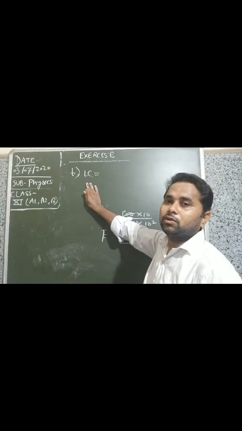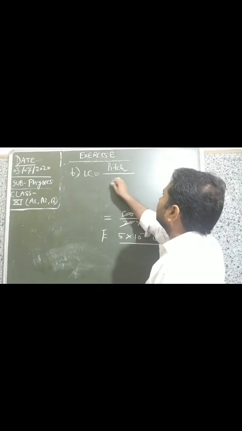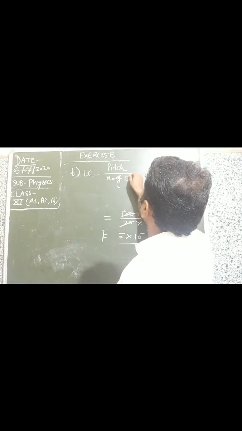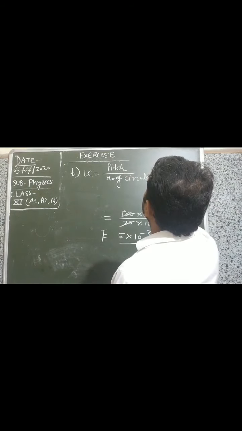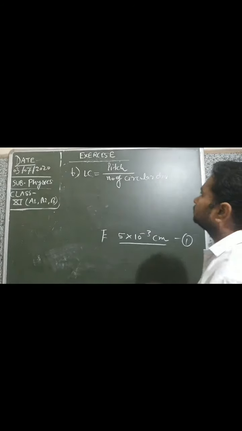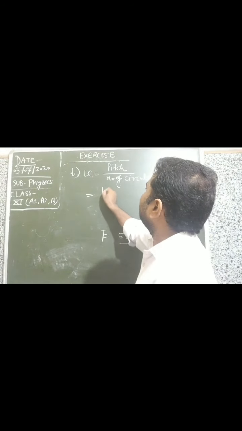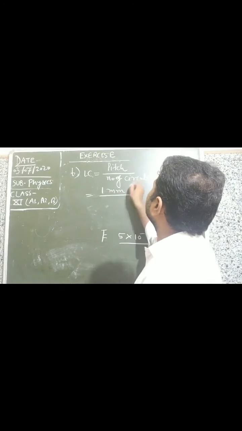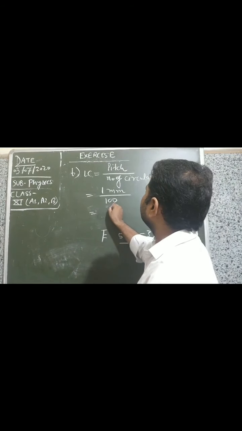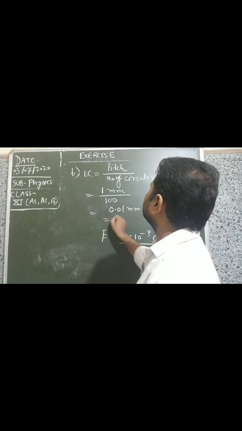The least count of the screw gauge is equal to pitch upon number of circular divisions. Remember all these formulas. In this question, the pitch of the screw gauge is given as 1 mm, divided by the number of divisions, which is given as 100. So divided by 100, or 0.01 mm.